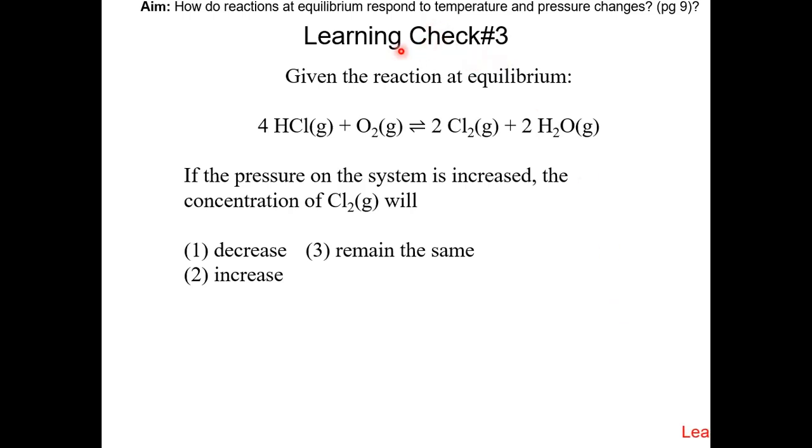Learning check number 3. If the pressure on the system is increased, the concentration of CO2 gas will do what? Pause the video and resume as completed. Since the pressure is increasing, you favor the side with fewer gas molecules. On the reactant side, there are 5. On the product side, there are 4. Therefore, it will favor the product side. Since CO2 is on the product side, it will increase.